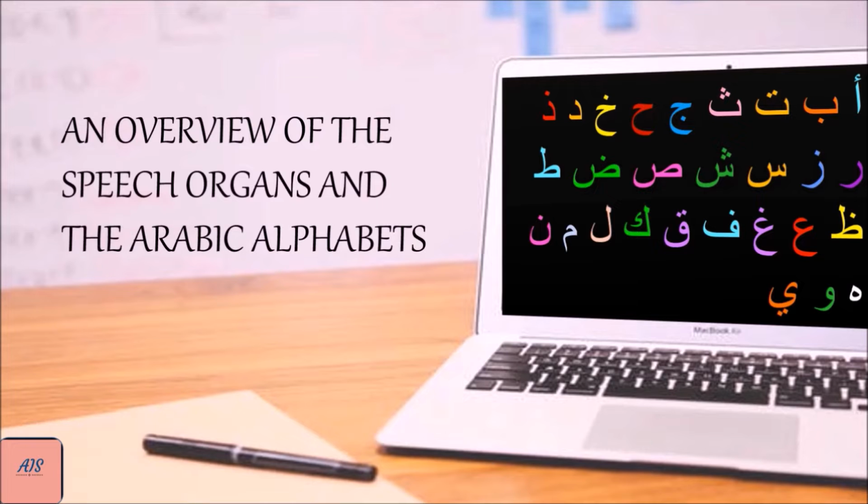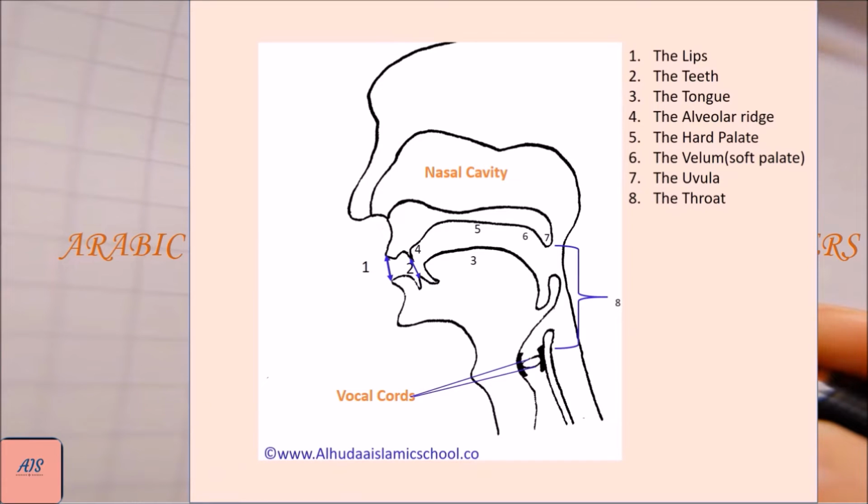This is an overview of the speech organs and the alphabet. The study of the speech organs requires the aid of a sliced human head diagram. These organs from the front to the back are the lips, the teeth, the tongue, the roof of the mouth. The roof of the mouth is made up of the alveolar ridge, the hard palate, and the soft palate. The rest are the uvula, the throat, and the vocal cords.